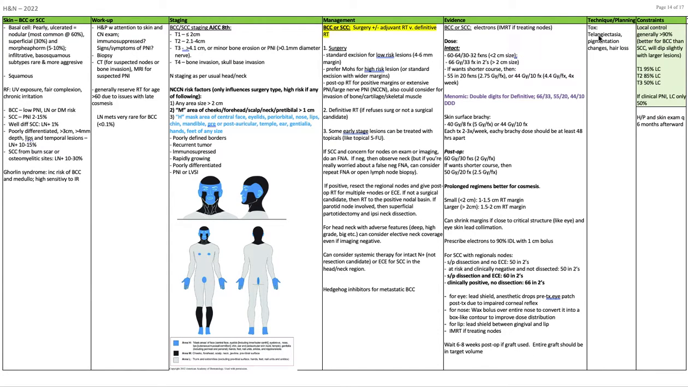Technique and planning. Toxicity includes telangiectasias, pigmentation changes, and epilation. Constraints.